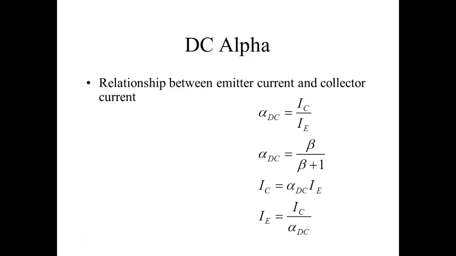It's going to be less than 1. Always less than 1. Why? Because the emitter current's on the bottom. The emitter current is the biggest current in the transistor. So if the bottom number is bigger than the top number, you'll always get a fraction. If the top number is bigger than the bottom number, then you'll get a number that's greater than 1. So this will always be a number less than 1.